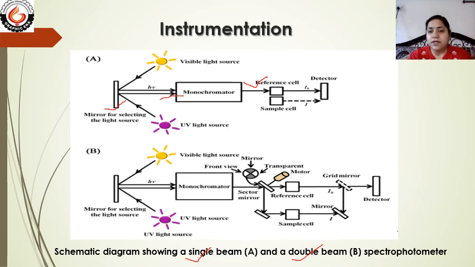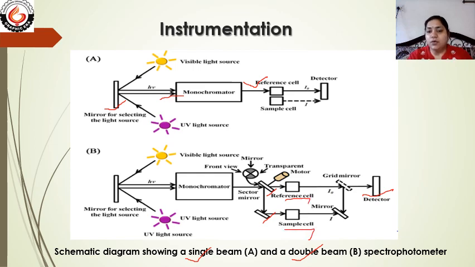Again these two fall on the mirror and go to a common detector. This is the common detector. These are the mirrors. Clear? So from the monochromator, the monochromatic light comes up. Then these two follow two different paths. One beam goes through the reference cell, another beam goes through the sample cell.